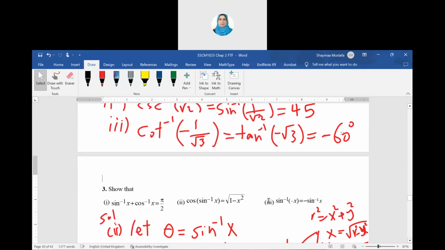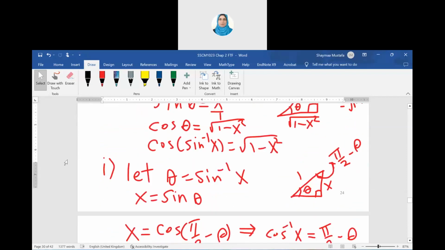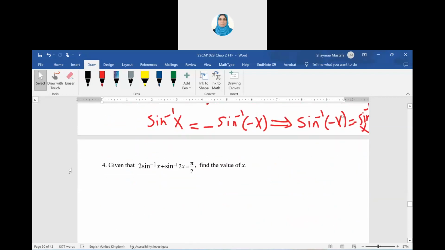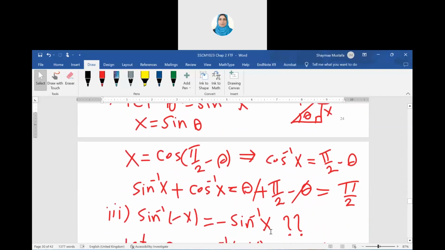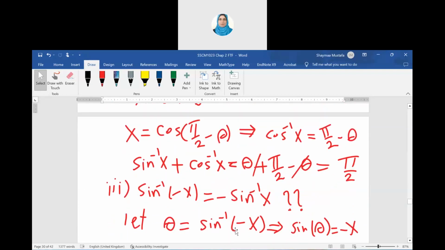So I take this one and assume it is equal to theta. You can start from here also, same. In my proof, I started from here. You can start from here, same. So I take sine inverse minus x equal to theta. This is the relation that I need to prove. So I started from this side. Sine inverse minus x make it equal to theta.